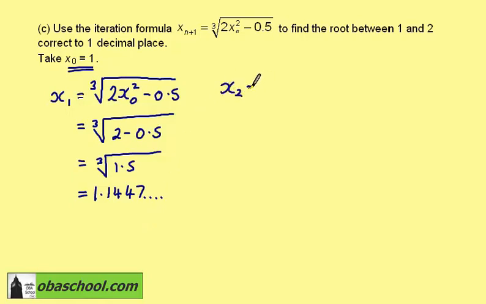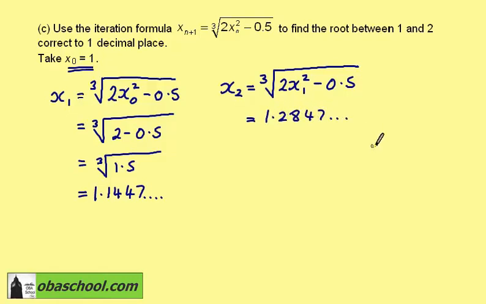To find x2, we know that we're going to do the cube root of 2 times x1 squared, take away 0.5. So we have the cube root of 2 times this value squared, take away the 0.5, which gives us 1.2847, and so on. Clearly this could take a very long time. However, there is a calculator shortcut that we can use.